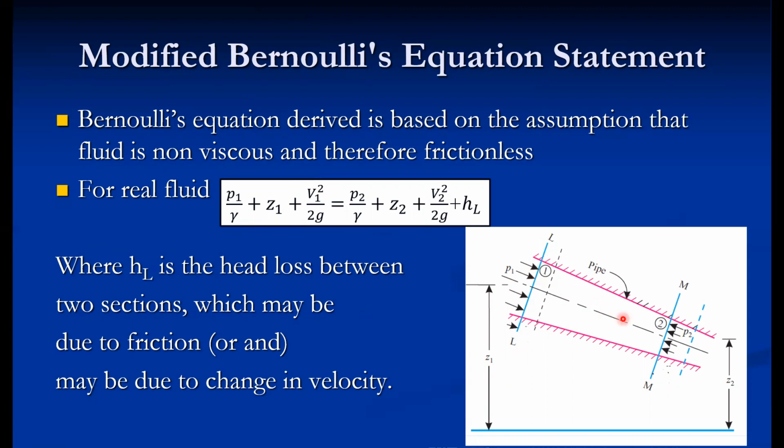When it flows through this particular taper line, its pressure energy gradually decreases, and the pressure energy is converted into kinetic energy because the velocity increases. So that is at the cost of pressure energy. But at the same time, some losses are also there. Those losses are incorporated on the right hand side. That means the head available at outlet is always less than the head available at inlet. And that difference is equal to HL. So this is the head loss, which may be because of friction or because of change in velocity. So this is the modified Bernoulli's equation.